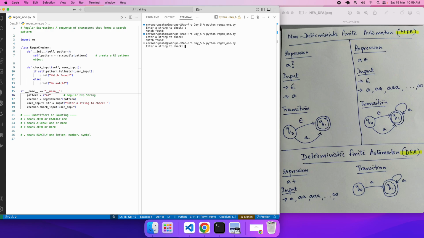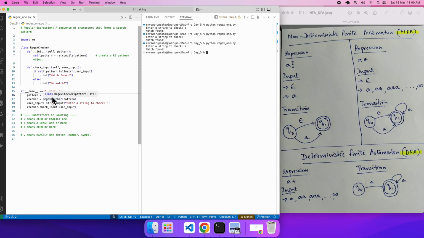Similarly, if I give one single A and I hit enter, so imagine I'm in the Q0 state with one single A, it will take me to Q1, which is my final state, and the program comes to an end and the match got found. So this is what is called non-deterministic. Why? Because there is an epsilon move. When you are in one particular state on a null input, you are making a transition. That's what is called non-deterministic. You cannot determine. So we have to get rid of this non-deterministic approach. Okay, keep this in mind.